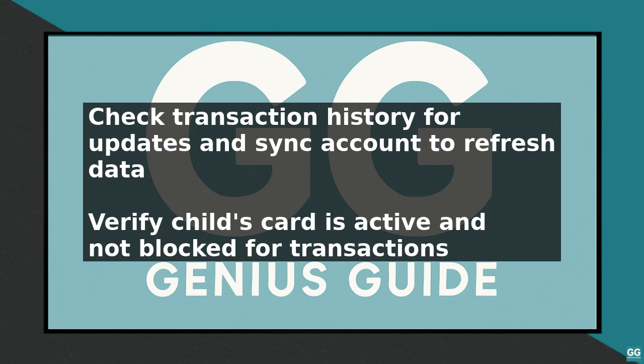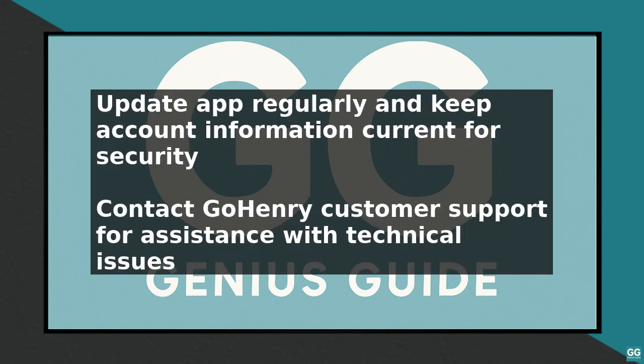To prevent future issues, make sure to regularly update your app and keep your account information up to date. This includes ensuring your email address and phone number are current, as these are used for account notifications and security alerts. By following these steps, you should be able to troubleshoot and resolve common issues with your GoHenry parent account.